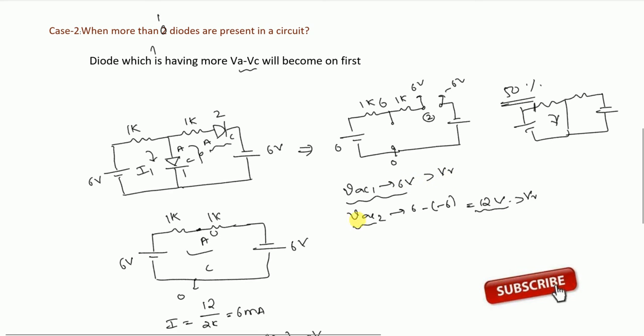But what is the procedure? We should turn on the diode which has more VAC. So I am turning on this diode. After turning on this diode, we should find the VAC across the first diode again. So again if we find VAC, VAC1 is 0. Since it is 0, diode 1 will be in off position. So what is the I1? 0 ampere. This is the answer.